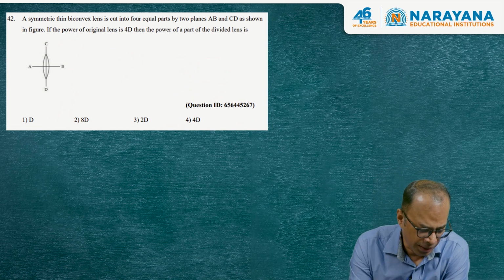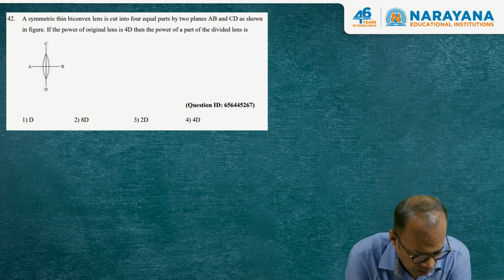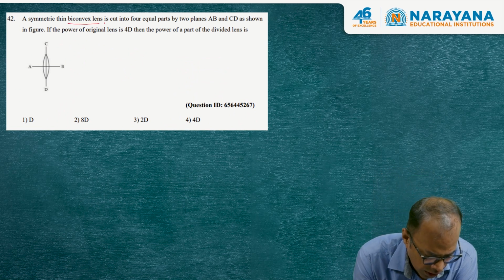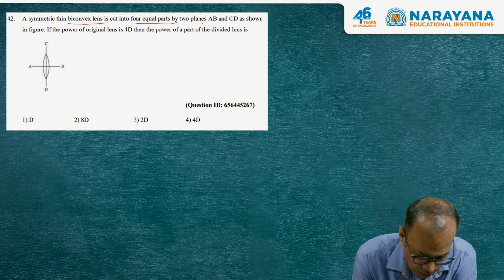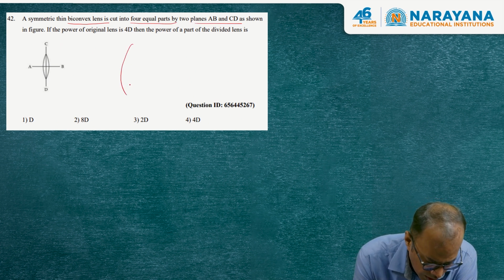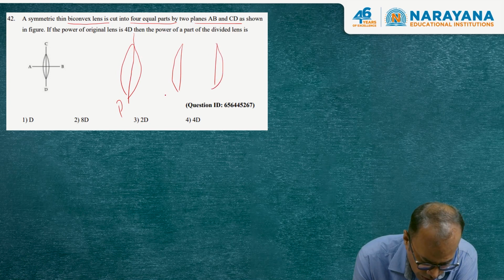Alright, the next question. So we have a symmetric thin convex lens and it is cut into 4 equal parts by two planes AB and CD. This is quite a popular question. We have a lens like this and this has some power P. If I cut it into two halves like this, two identical halves, the power will be halved, P by 2 and P by 2.